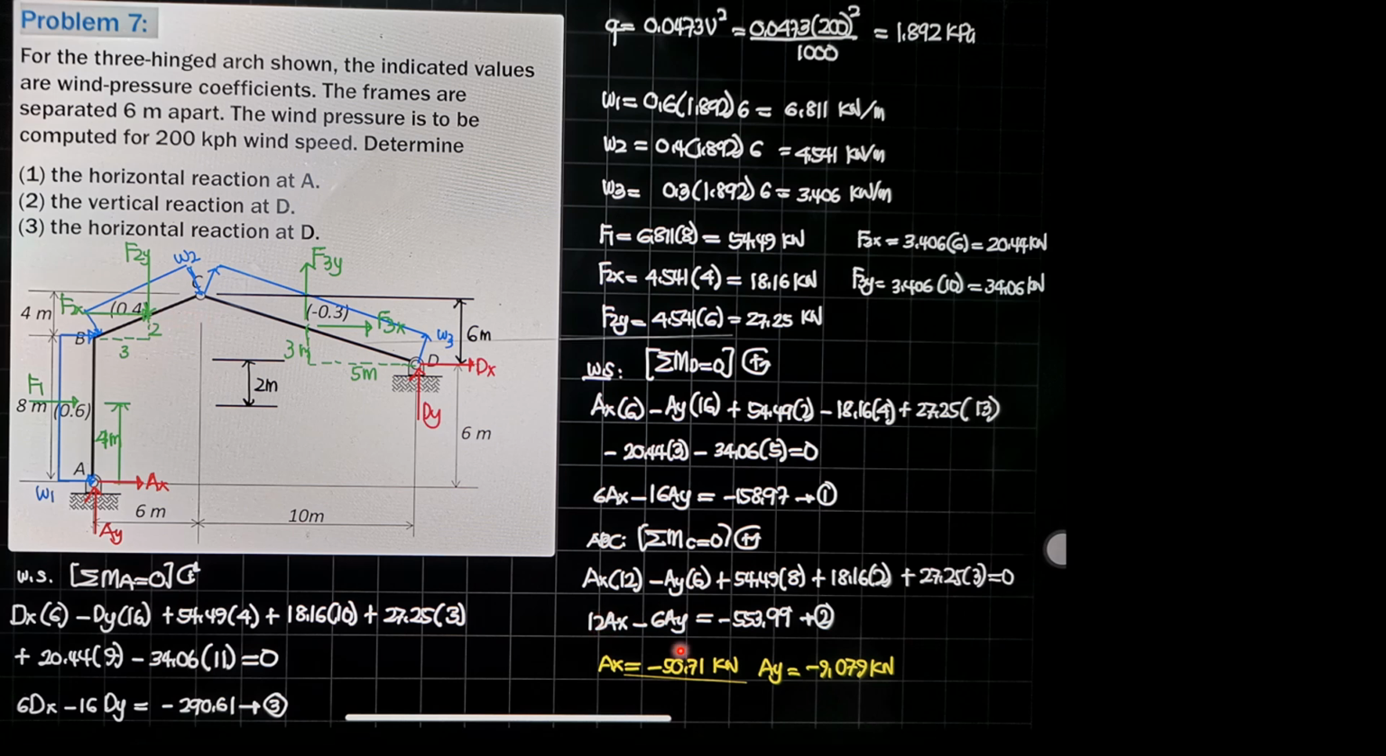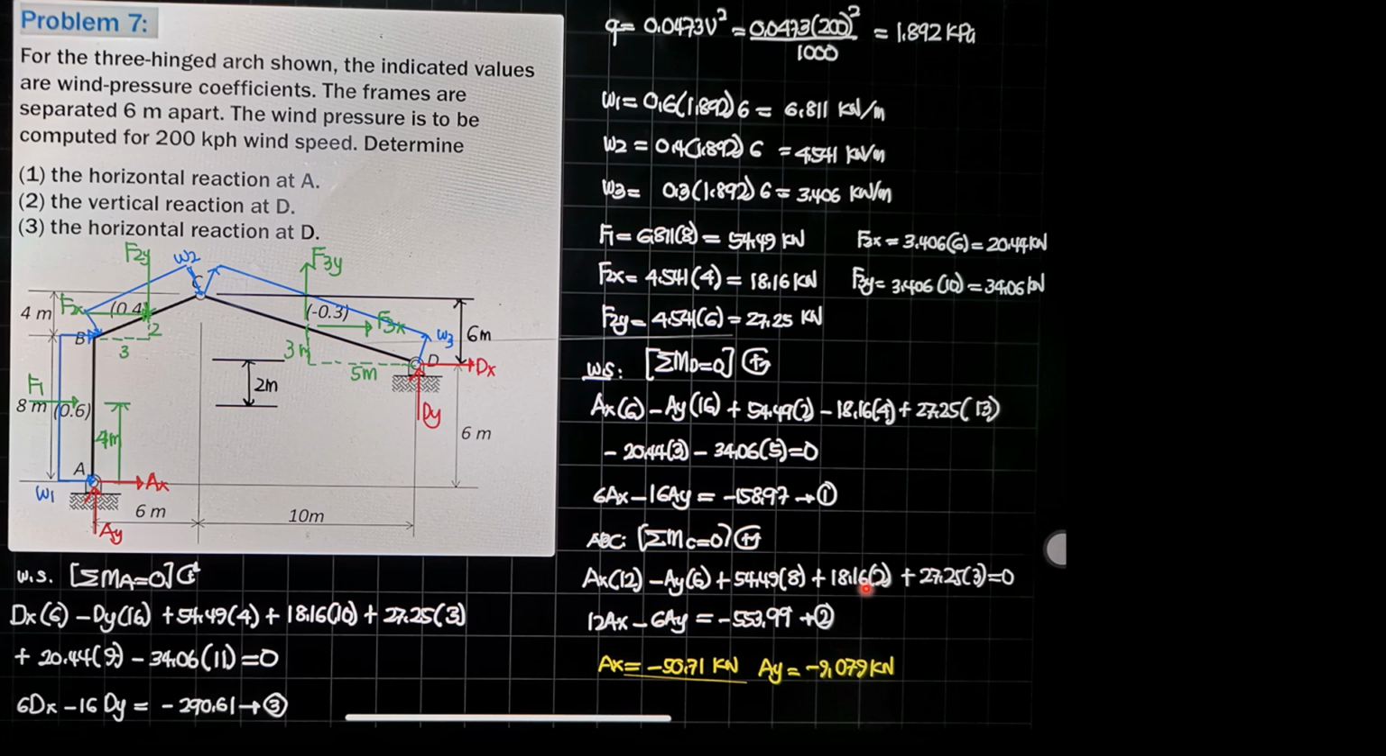Simplifying, 12AX minus 6AY equals negative 553.99. So therefore, we solve equations 1 and 2 simultaneously, and we obtain AX negative 50.71 kilonewtons and AY negative 9.079 kilonewtons. So there's no need to correct this, because in this free body diagram, I assume that all component reactions are positive, rightward and upward. So it is understood that they are in the opposite direction. AX is leftward and AY is downward.